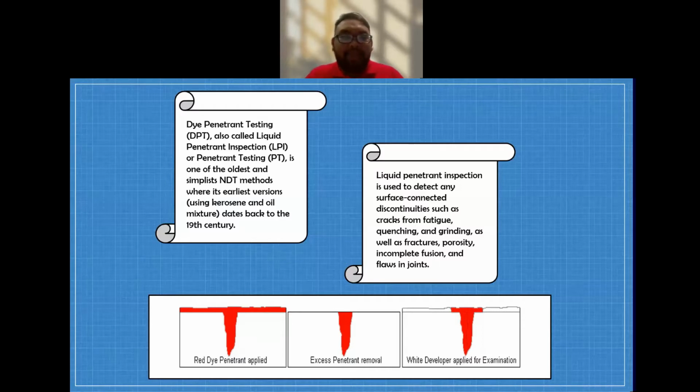DPT, also called Liquid Penetrant Inspection (LPI) or Penetrant Testing (PT), is one of the oldest and the simplest NDT methods, where its earliest version used a corrosion and oil mixture. LPI is used to detect any surface-connected discontinuities such as cracks from fatigue, pinchings, and grinding, as well as fractures, porosity, incomplete fusion, and flaws in joints.